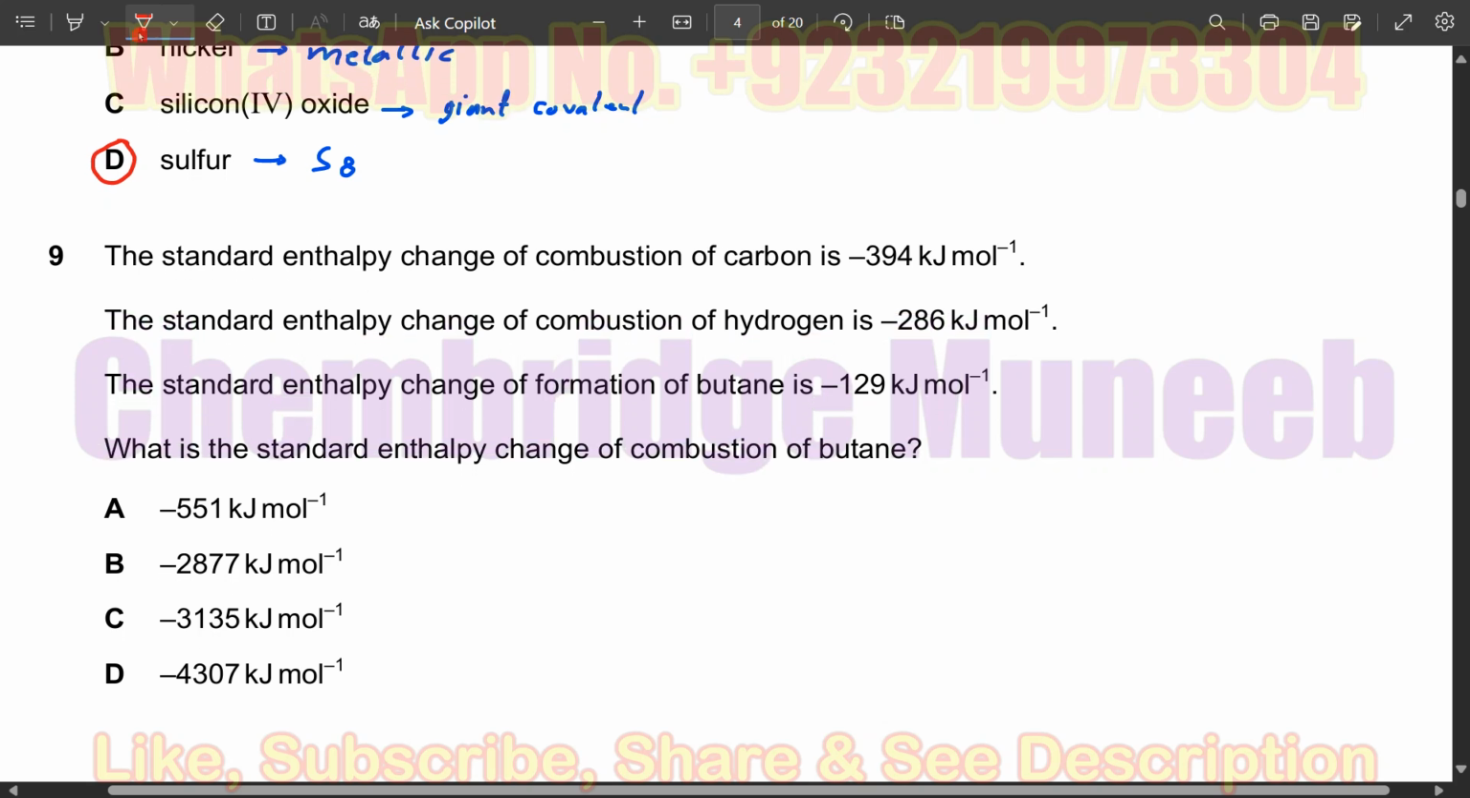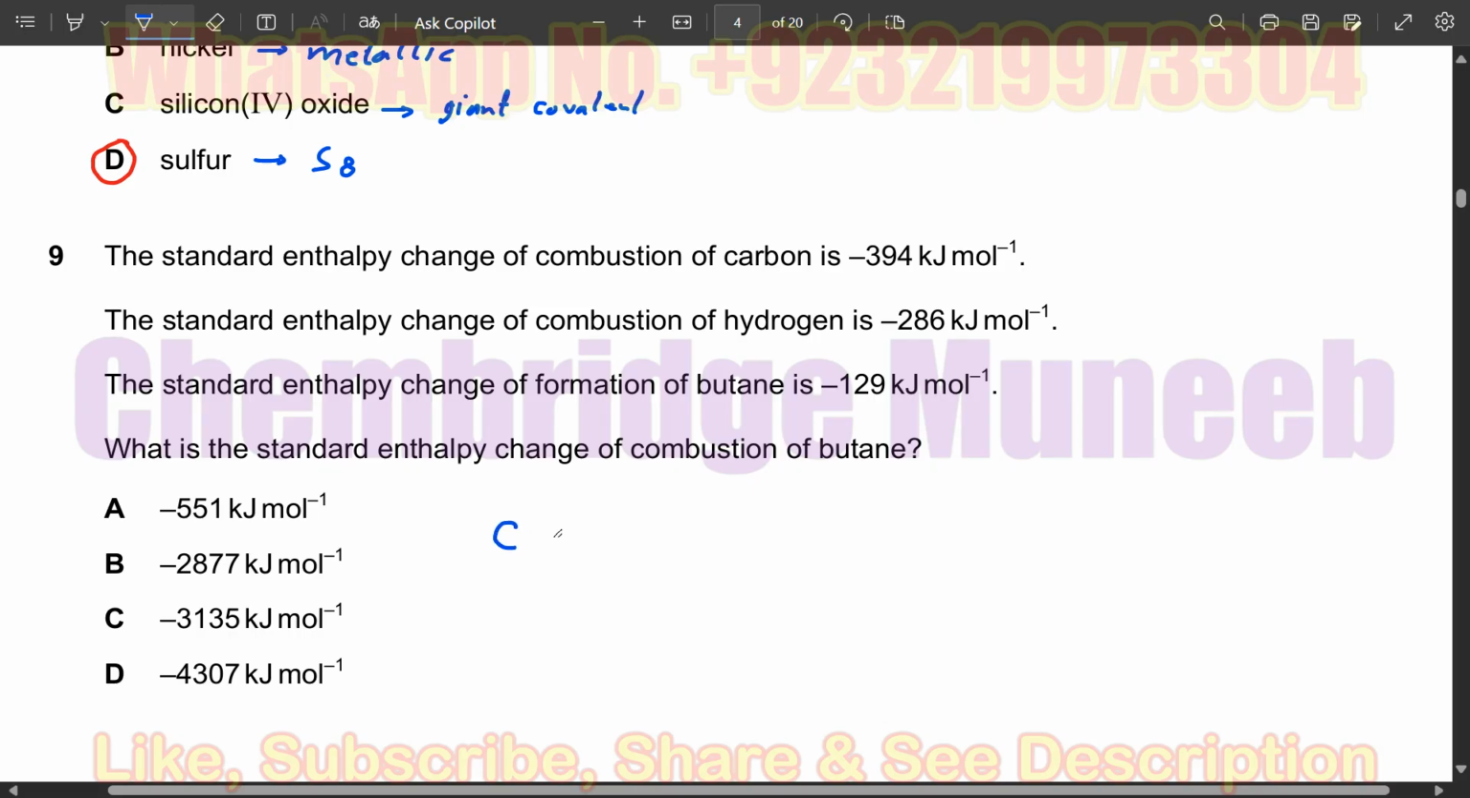The standard enthalpy change of combustion of carbon and hydrogen is given, and we are supposed to find the standard enthalpy change of combustion of butane. This is a formation value, which means we need to have a good picture of the Hess cycle. I have to draw the Hess cycle here, only then will it be possible to find the answer.